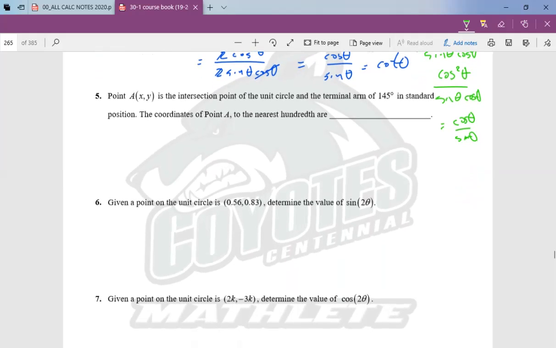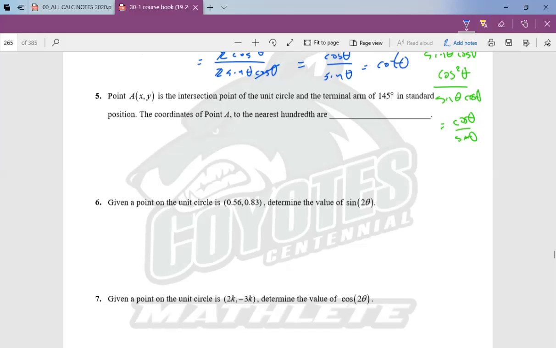Point A, x comma y, is the intersection point of the unit circle and the terminal arm of 145 degrees in standard position. Determine the coordinates of point A to the nearest hundredth. So the fact that it's asking to the nearest hundredth is a clue that it's not going to be an exact value. We're going to decimalize this. We're going to need our calculator for this.